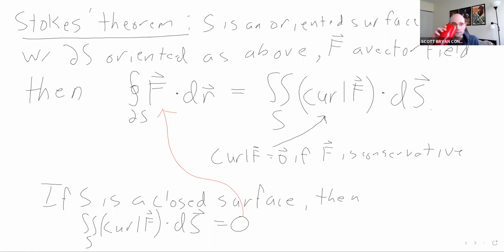That's a good thing to remember. That's a nice conceptual question that could be asked. What if the vector field is non-conservative? Doesn't matter. You could take any vector field. If you take the curl of it and you integrate it over a closed surface, you're going to get 0.